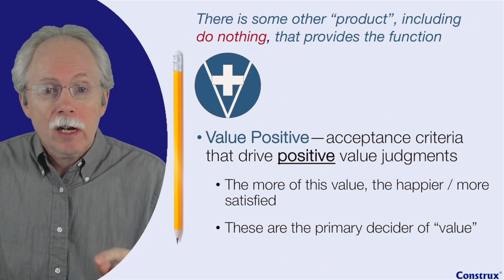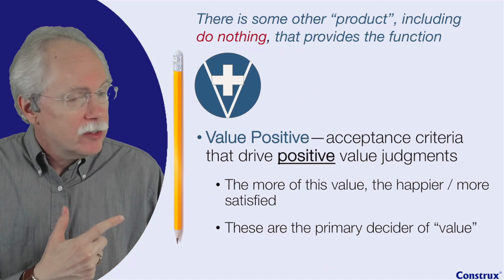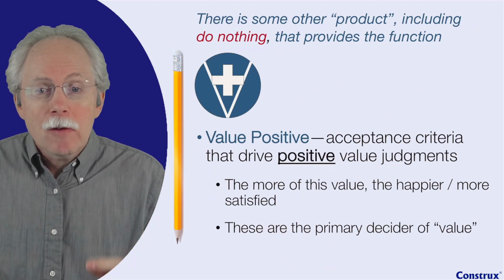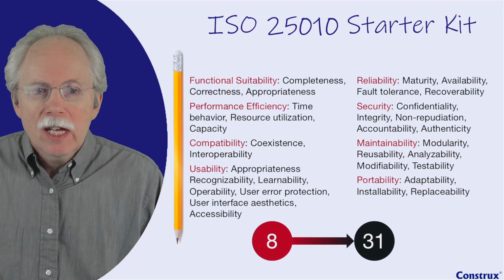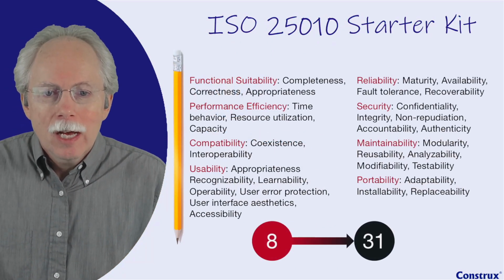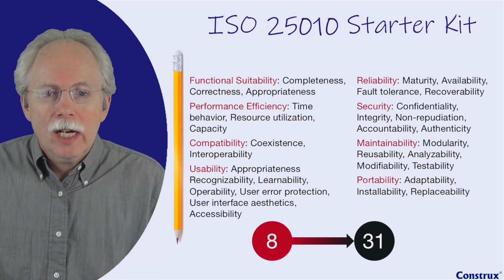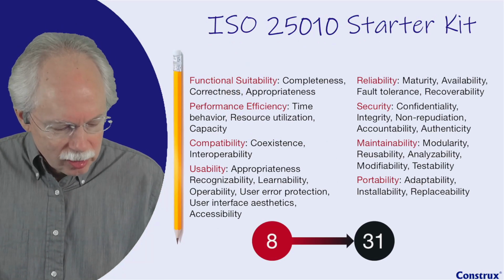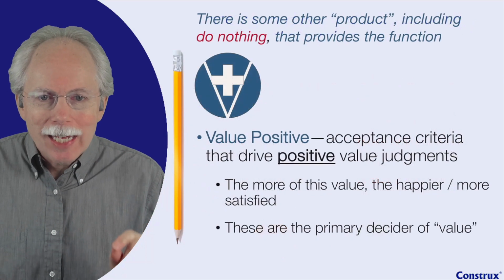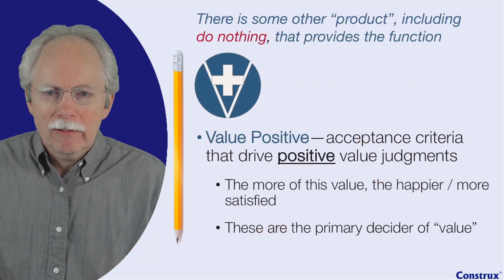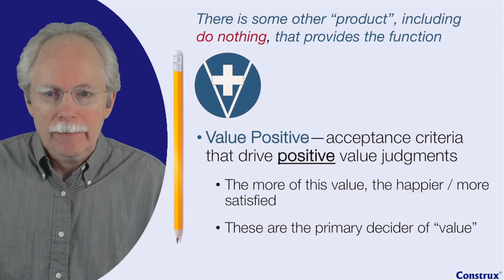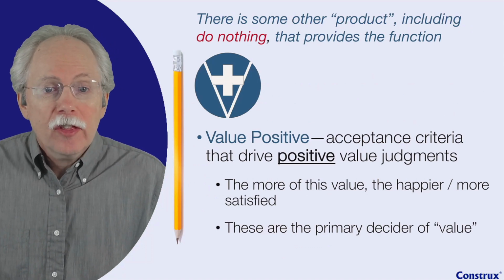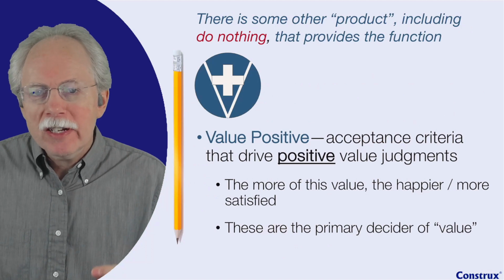And one category I call the value positive. The value positive here talks about, hey, when I see this aspect, and it's going to be one of these things for the starter kit, maybe it's the learnability, maybe it's the capacity, maybe it's the resource utilization, when I see that, I'm going to be making a positive value judgment. That is, the more of that you give me, the happier I'm going to be. These are the things that I think are the primary decider of value.